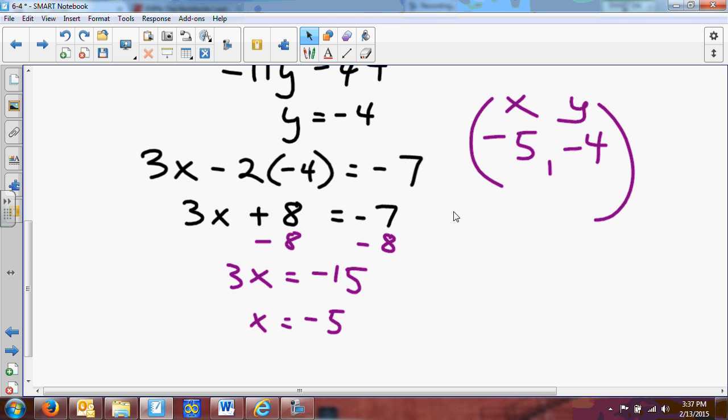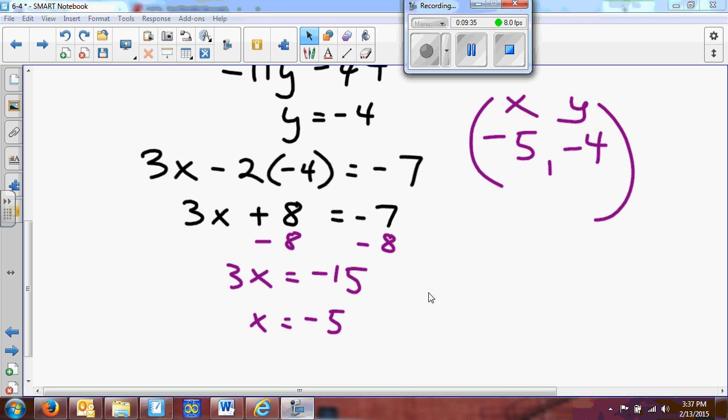If this is somewhat difficult, go back, watch 6-3, master 6-3, then come back and watch this again. It may make a little more sense. But that's really all we added in 6-4.